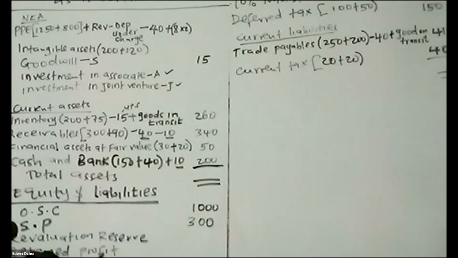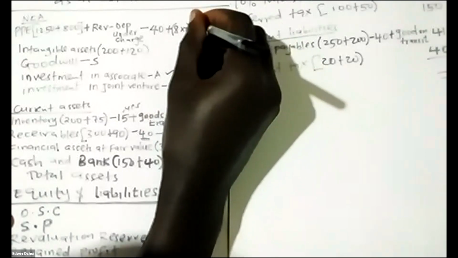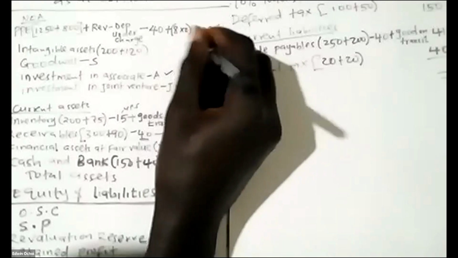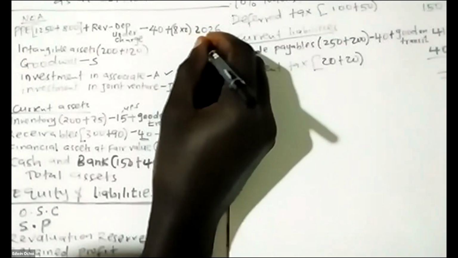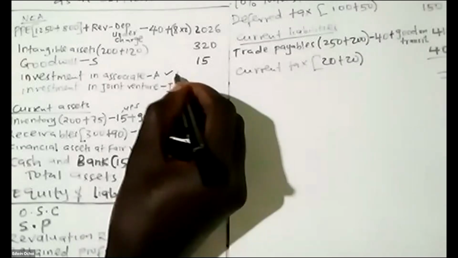So the first one you can calculate because there is a 16 there. So 1250 plus 800 minus 40 plus 16. This is 2026. Then this is all about 320 for the intangibles. So we have around 4 workings to do.